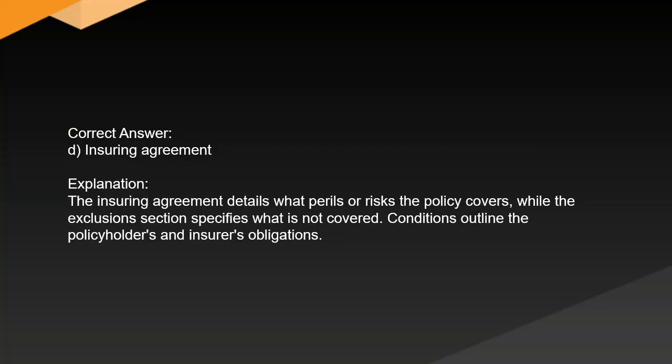Correct answer: D. Insuring agreement. Explanation: The insuring agreement details what perils or risks the policy covers, while the exclusions section specifies what is not covered. Conditions outline the policyholders' and insurers' obligations.